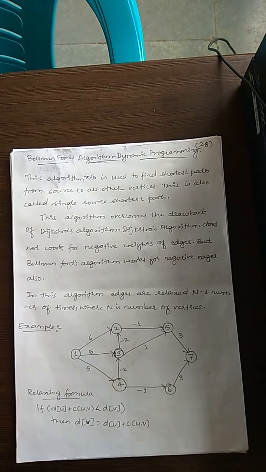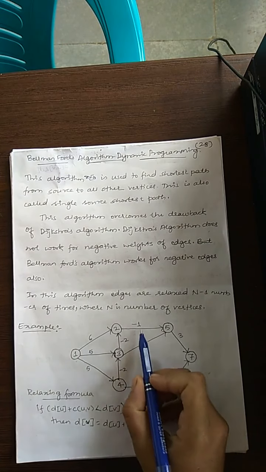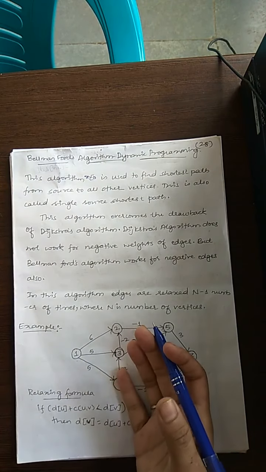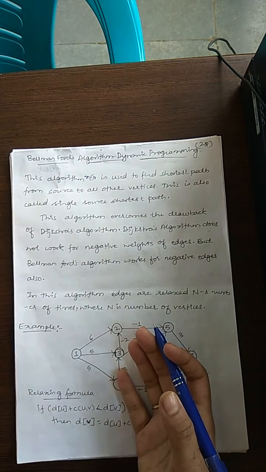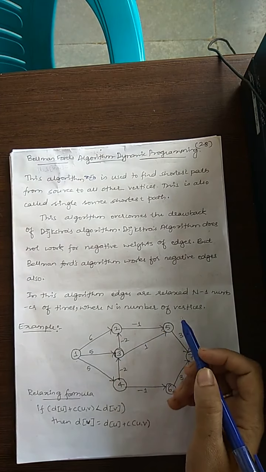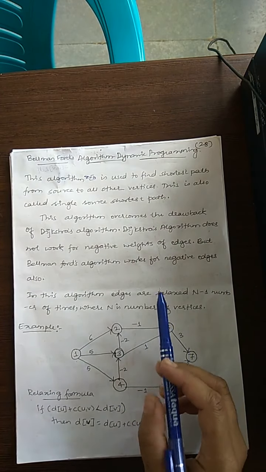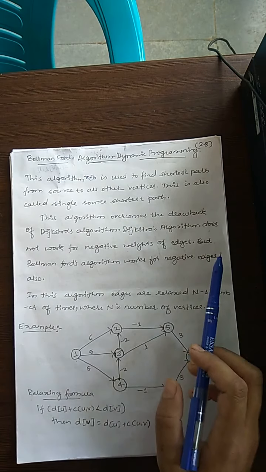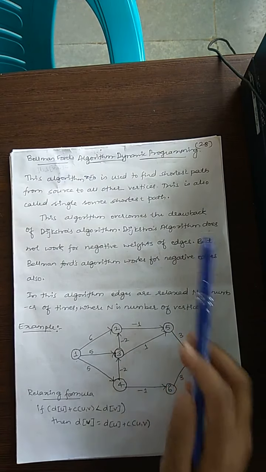Bellman-Ford's algorithm also does the same thing, but the difference between the two is that Dijkstra's algorithm does not work on negative edges. If the cost of the edge is negative, Dijkstra's algorithm may or may not give the correct result, but Bellman-Ford always gives the correct results for negative edges also. So to overcome the difficulties of Dijkstra's algorithm, we are going for Bellman-Ford's algorithm using dynamic programming.